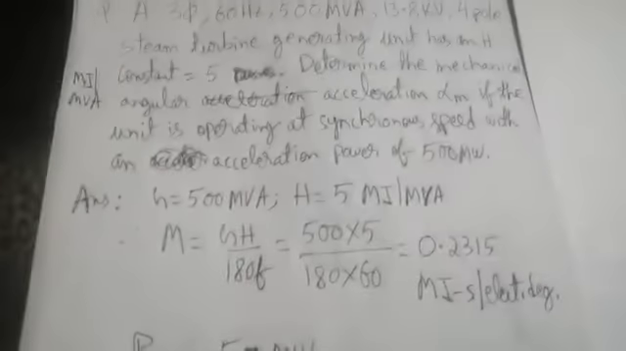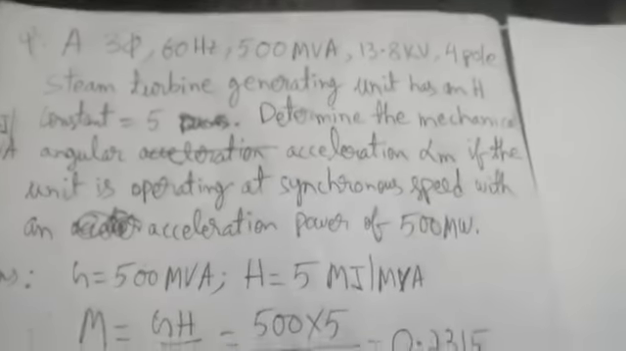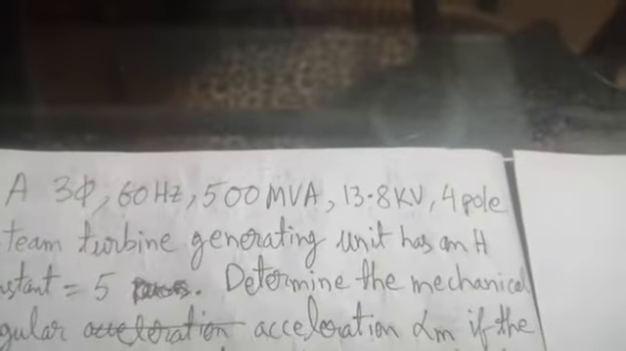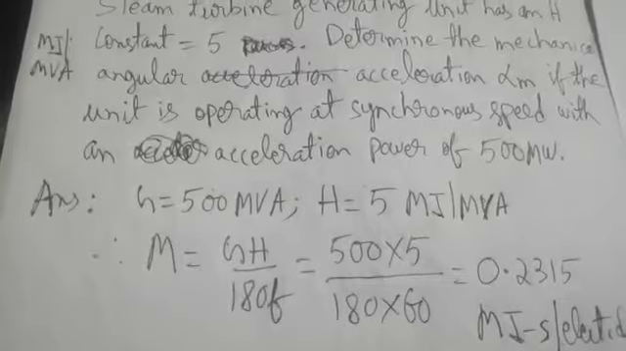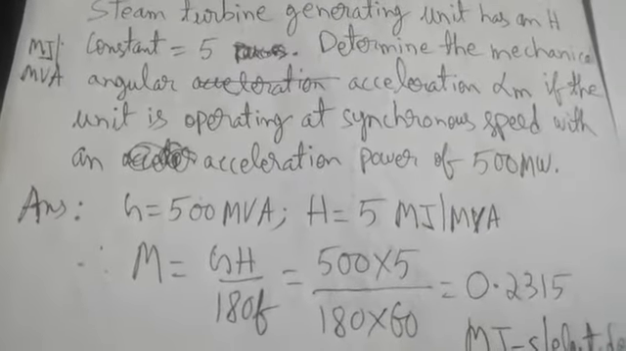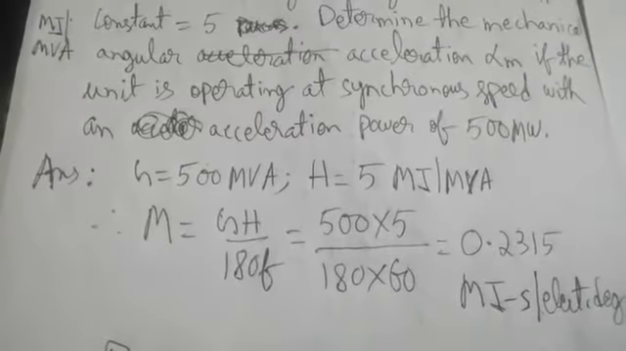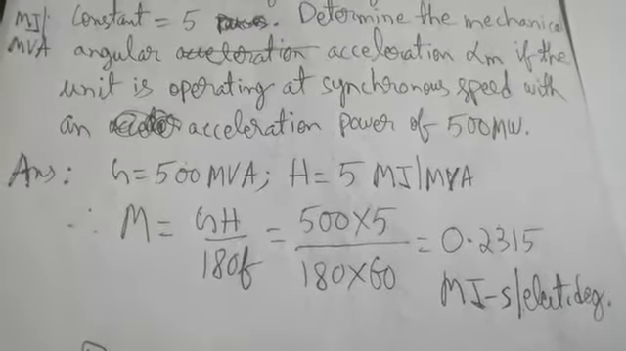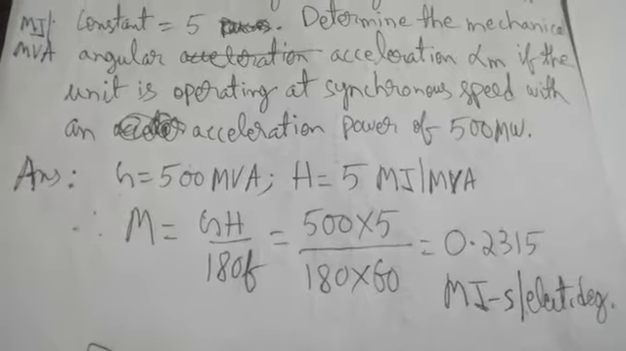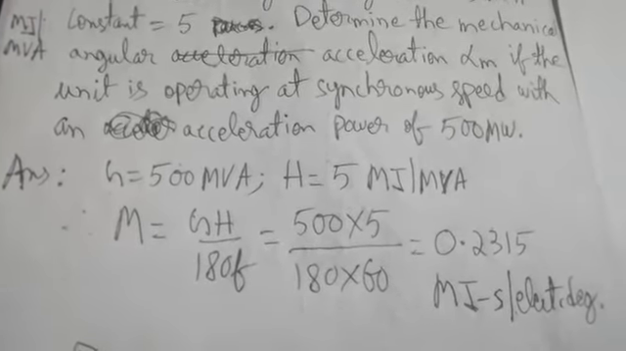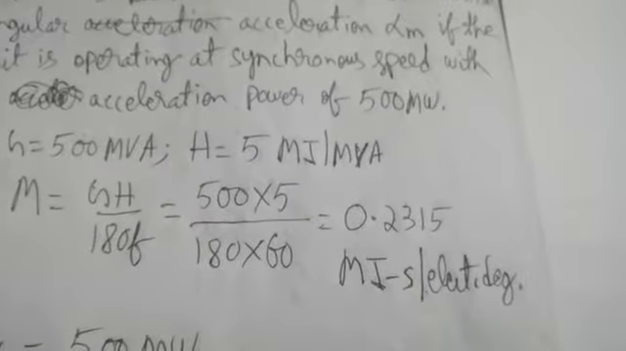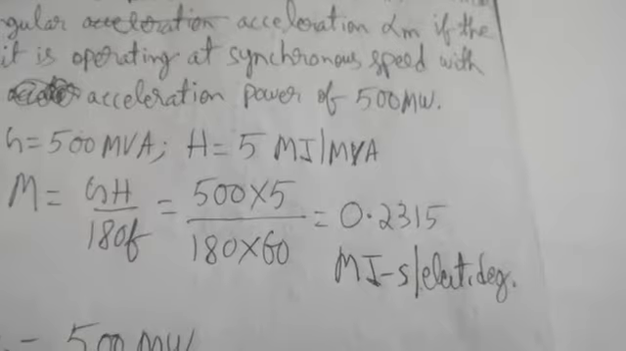power of 500 megawatt. You see, the manner in which I selected the approach of the numerical: first, G is given 500 MVA. 500 MVA is your machine rating. So G is equal to 500 MVA. And inertia constant H is given 5 megajoules per MVA. So from there we can calculate our angular momentum M, which is equal to GH by 180F. So G is your 500 and H is your 5 and frequency is your 60, there is F. So from there we get M equal to 0.2315 megajoule second per electrical degree.